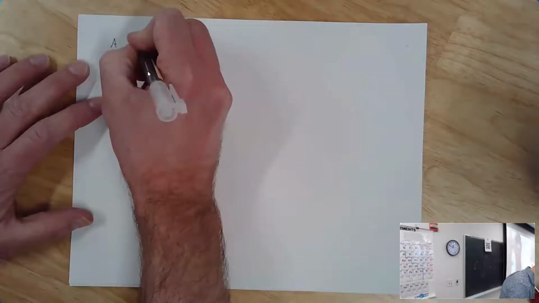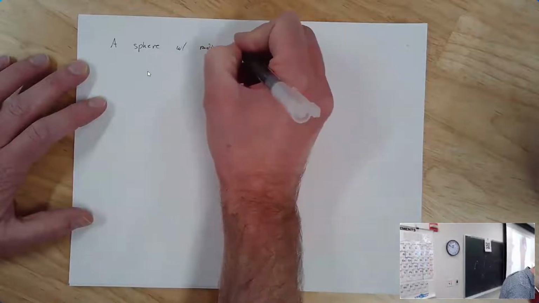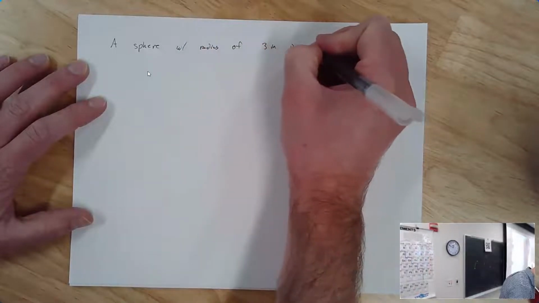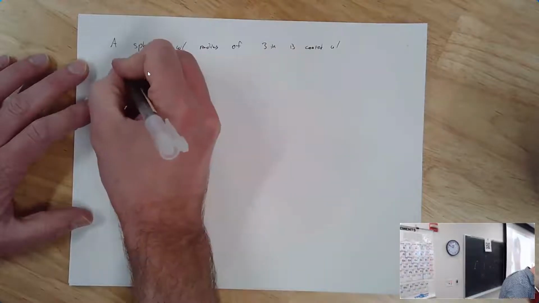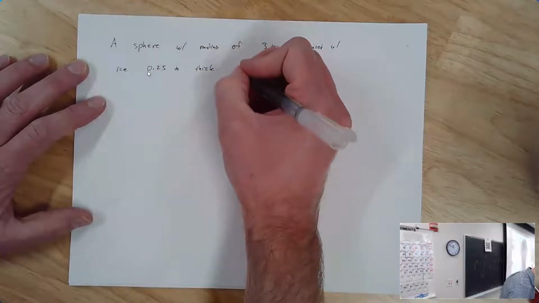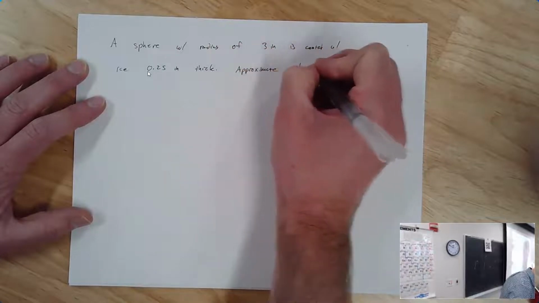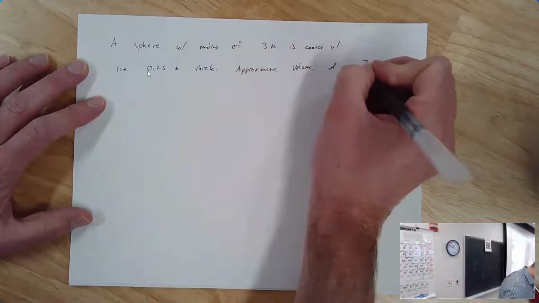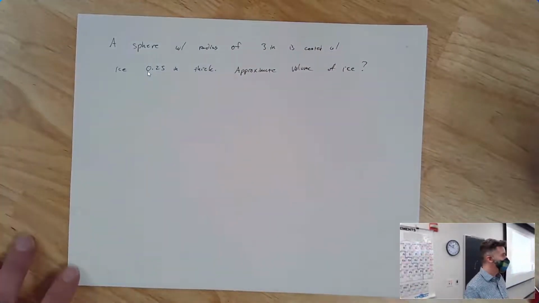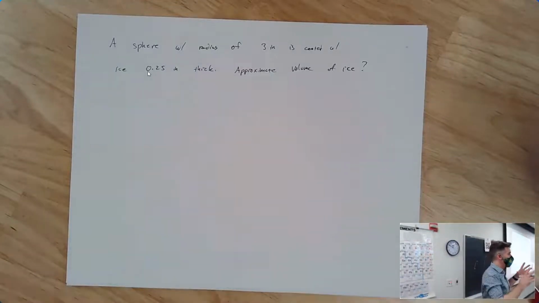So let's say we have a sphere with a radius of 3 inches coated with ice that is 1/4 of an inch thick. What's the approximate volume of ice? I'm not trying to calculate the entire volume of the new bigger sphere. I'm trying to approximate just the difference in volume between the sphere and the sphere with ice.